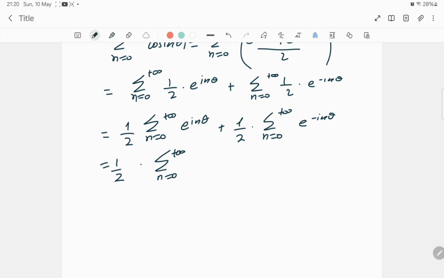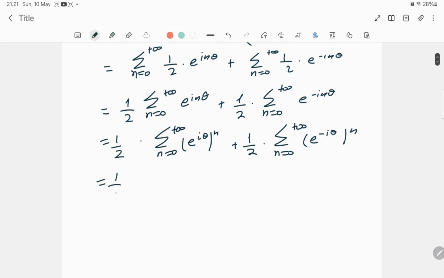We have two infinite series, so this can be written as the sum of (e to the power of i theta) to the power of n plus a half times the summation from 0 to infinity of (e to the power of minus i theta) to the power of n. We can write the formula for infinite series explicitly, so it's going to be 1 over 1 minus e to the power of i theta, and the second term is going to be 1 over 1 minus e to the power of minus i theta.